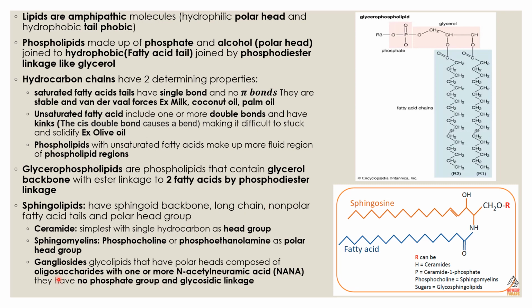And then you have gangliosides. These are glycolipids that have polar heads composed of oligosaccharides with one or more N-acetylneuraminic acid, or NANA. They have no phosphate group, no glycosidic linkages. With these sphingolipids, I don't think it's really that significant on the MCAT, but it's also worth knowing.